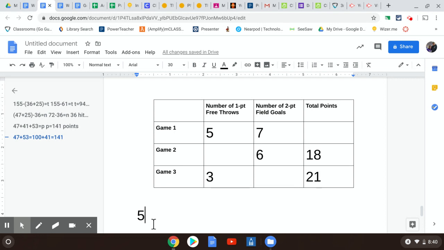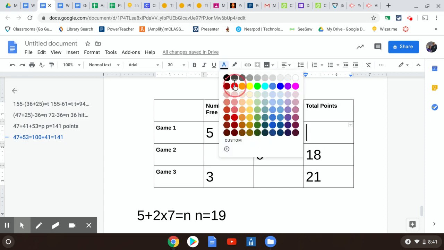So we're just going to put 5, and then you would add that to 7 times 2, because we scored 7 points in a 2-point field goal. So 2 times 7, and then that equals your number. Now, since this doesn't have any parentheses, we know that we start with multiplication. So 7 times 2 is 14, and then you add 14 plus 5, you get 19. Okay, so then that will go in your table under total points.